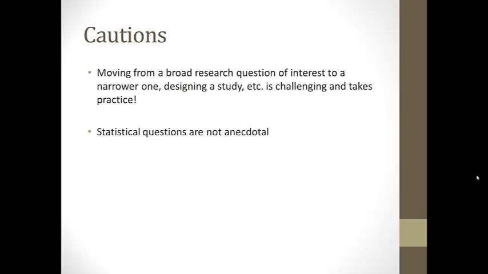That is, you're not going to use statistics to say, well, because Uncle Joe had a heart attack and he smoked, I'm not going to. Statistics is really about gathering multiple observations. An anecdote is a single observation. Statistics is really about getting multiple observations.